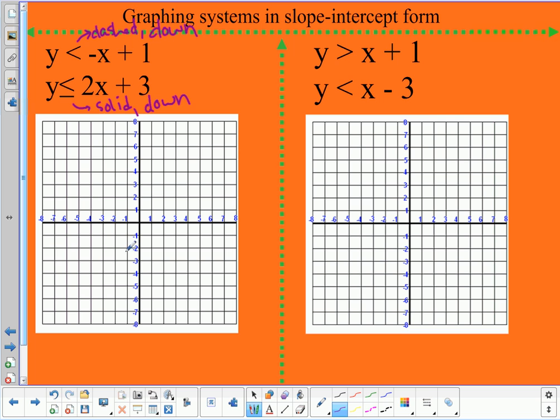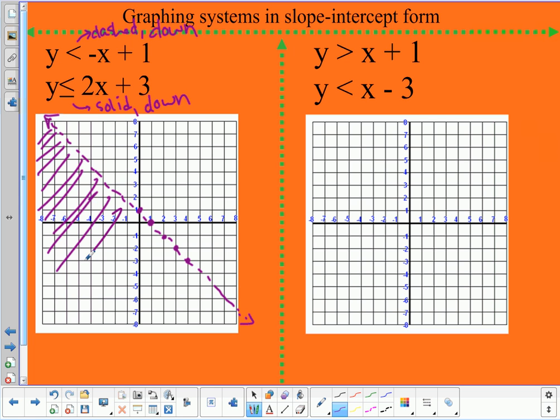So then let's put both of those lines on the coordinate plane. I have a y-intercept of positive 1 for the top line, and then a slope of negative 1, so that's down 1, right 1, down 1, right 1, down 1, right 1, and so on. And this is a dashed line, so I want to dash that all the way across the coordinate plane and shade below it, so that's out this direction.